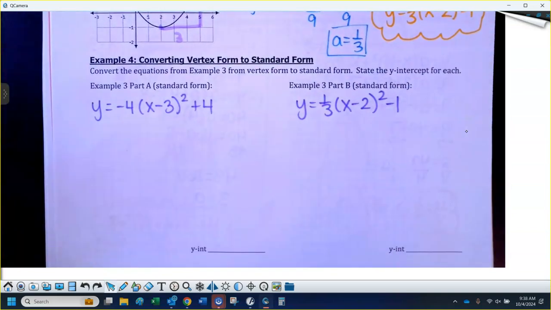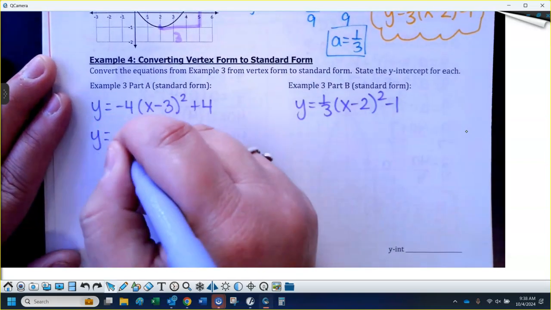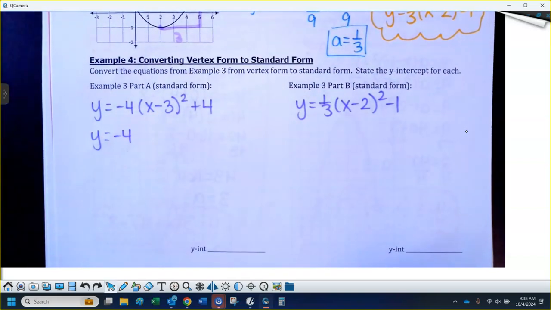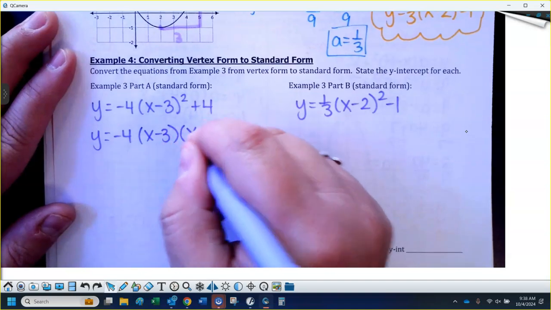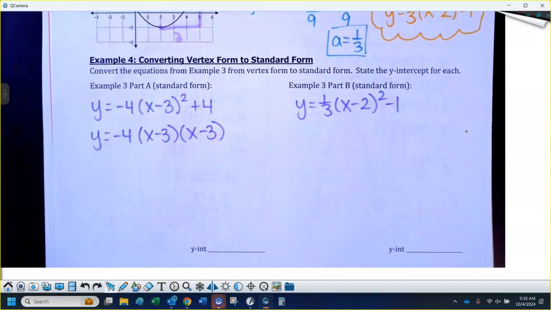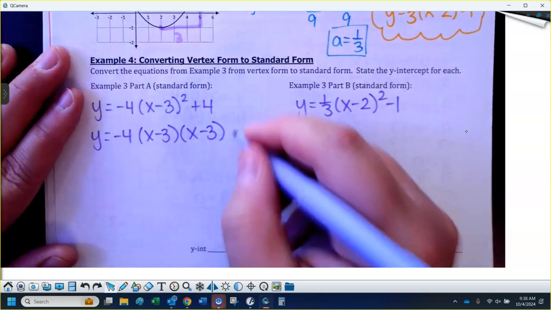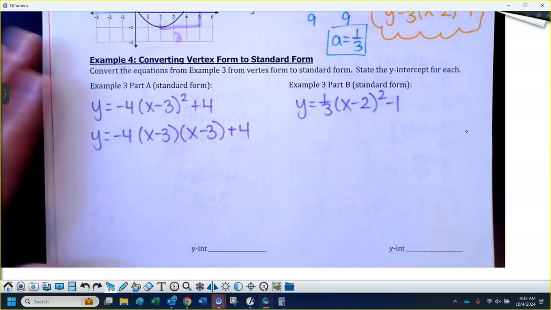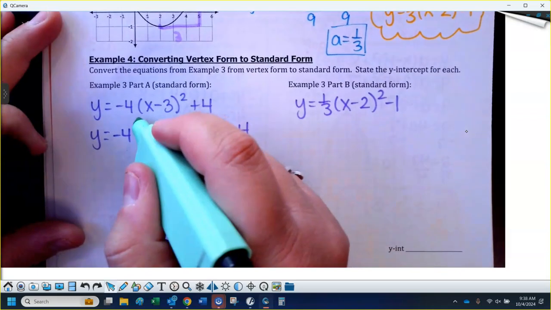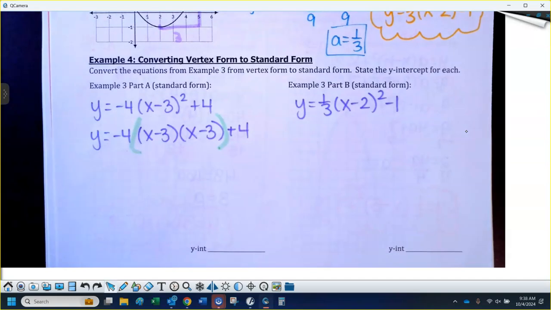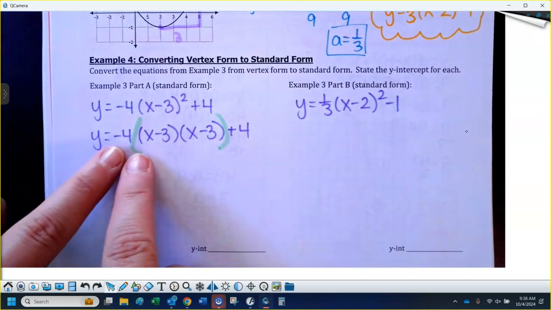Okay, now just remember, major thing. If you are squaring something, do not distribute that exponent in there. If you have adding or subtracting, you will miss the middle term. If you square something, you are multiplying it by itself. So I'm just going to write x minus 3 twice, so I don't forget to get the middle term that I will miss if I try to distribute that exponent. That's not correct.